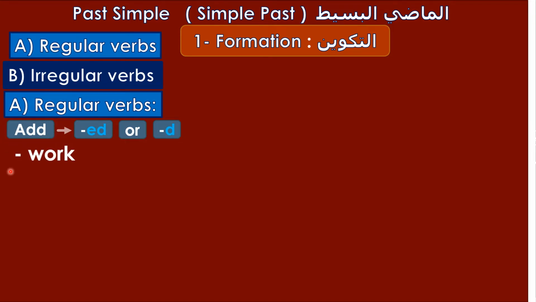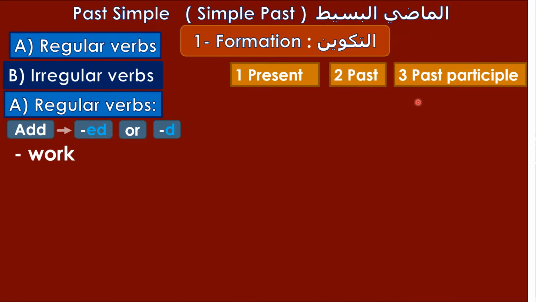Okay, so if you have a look at a verb like work, for example, remember I told you that any verb in English has three forms, the conjugation of the verb. We have present, which is form 1, and then past, which is form 2, and past participle, which is form 3, as we mentioned in all our videos.